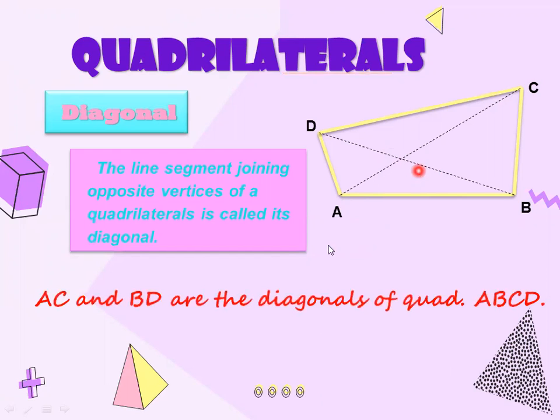This is AC, the line segment AC, and the line segment BD. So the line segments AC and BD are the diagonals of quadrilateral ABCD. Clear? So what have you learned today?